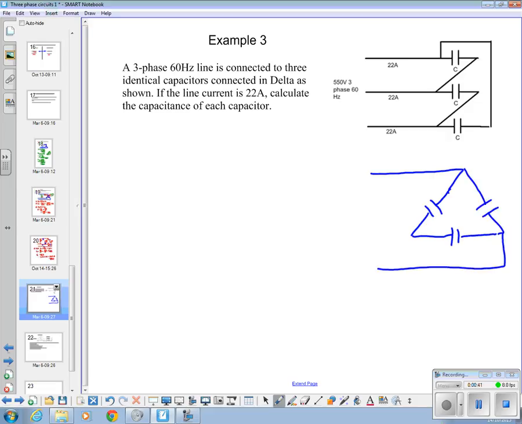Things that are connected in delta. We've got a line current to each of these of 22 amps. And the question is asking you to calculate the value of each of those capacitors. How can we go about tackling that problem?